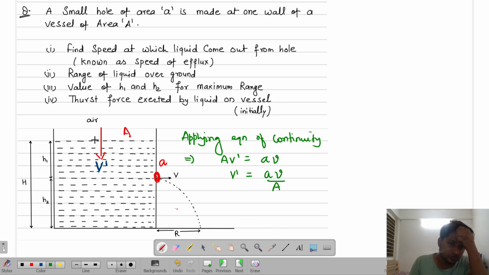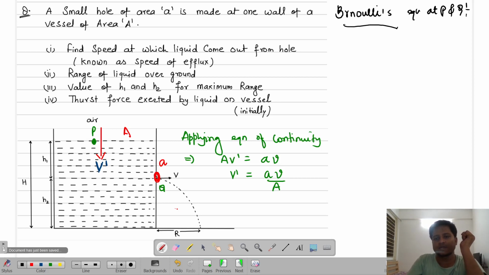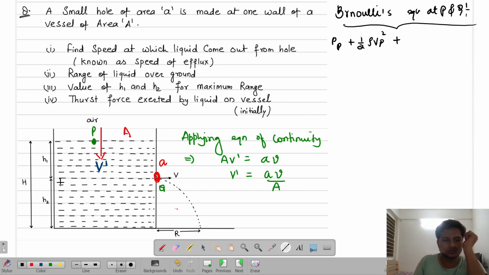Now let us consider these 2 points, P and this one as Q. Can I apply simply Bernoulli's equation between P and Q? Bernoulli's equation at P and Q. If I apply that, what will happen? Simple. Pressure at P, which is atmospheric pressure, plus half rho velocity at P square plus, if this is my reference level, this green one is my reference level.